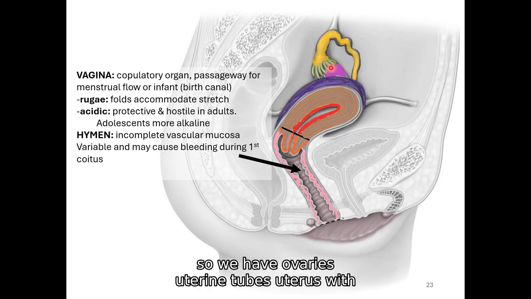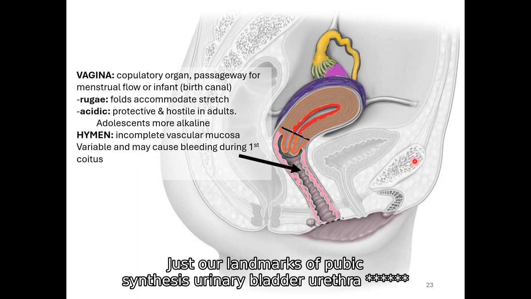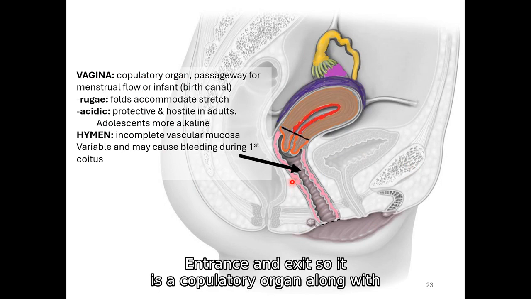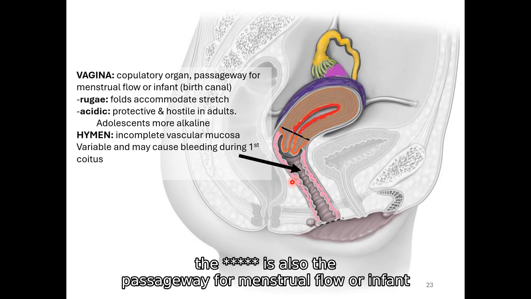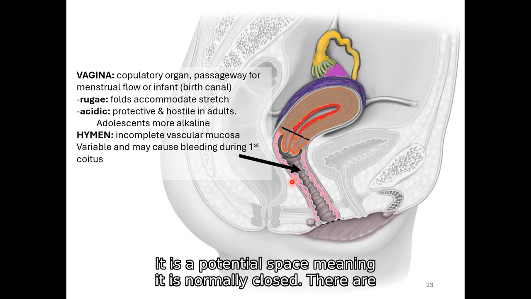Okay, so we have ovaries, uterine tubes, uterus with the cervix, and then this is the vagina. And just our landmarks: pubic symphysis, urinary bladder, urethra, vagina. It is the entrance and exit, so it is the copulatory organ along with the vulva. It is also the passageway for menstrual flow or infant, so it's also called the birth canal.